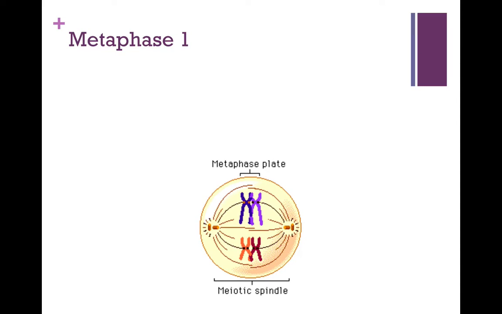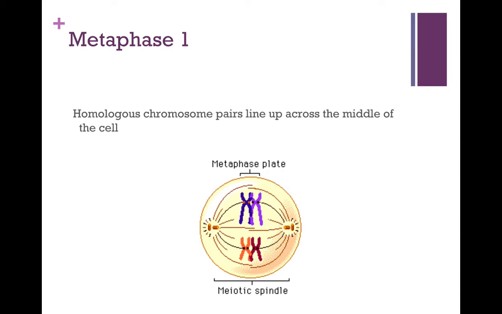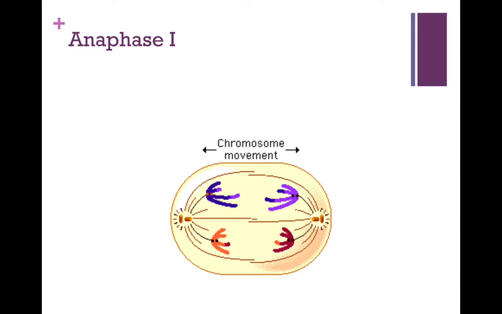All right, on to metaphase I. So in metaphase I, those same chromosome pairs line up in the middle of the cell. Remember, meta means middle in this context. In anaphase I, the chromosome pairs are separated to opposite sides. So this again is familiar. Ana means pulled apart.